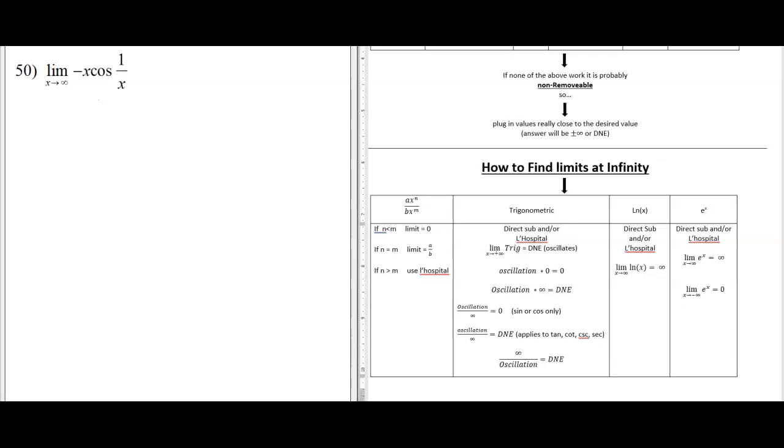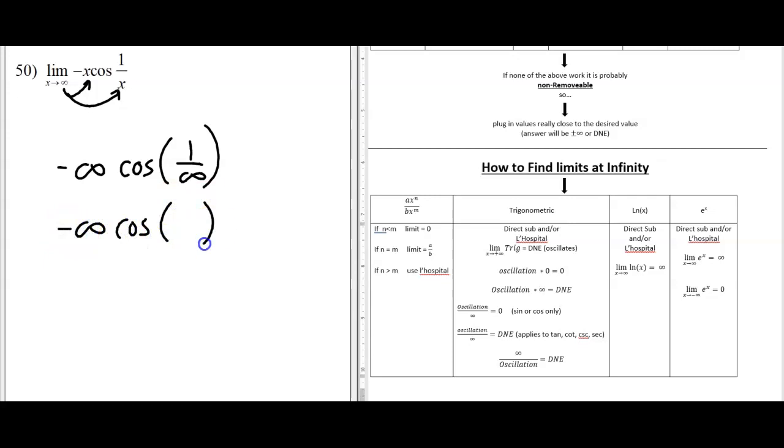All right, next one. Do our direct sub once again. One over infinity is 0. Cosine of 0 is 1. 1 times negative infinity is negative infinity.